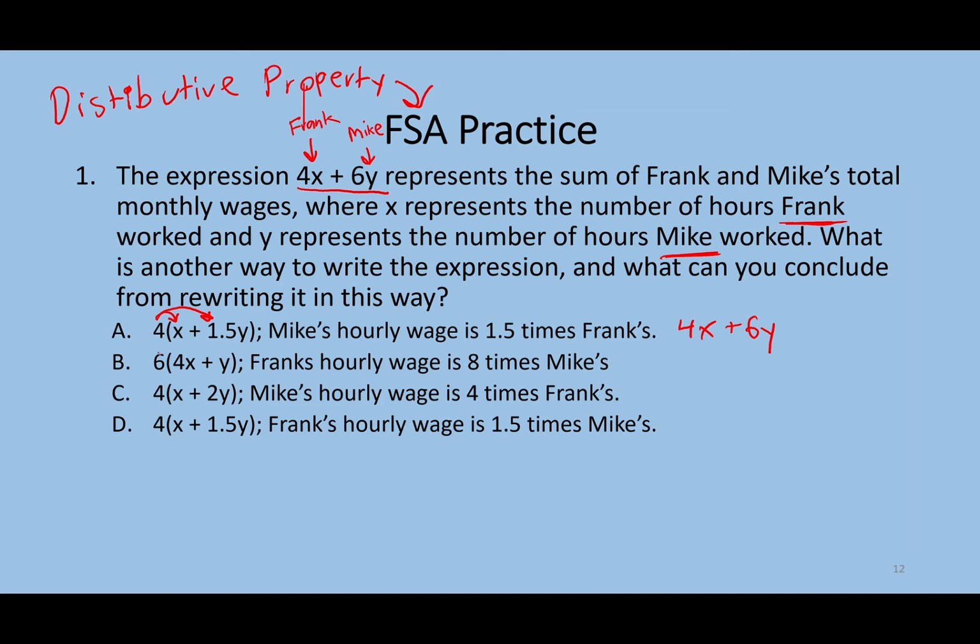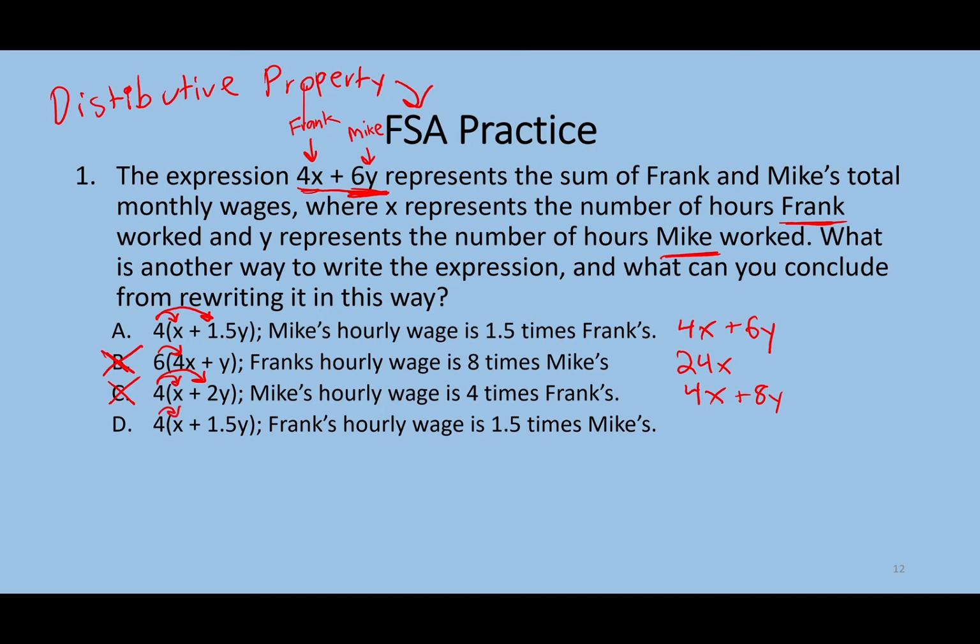Let's try B. 6 times 4 is 24x. I'm looking for 4x, not 24x. B is wrong. Let's move on to the next one. 4 times x is going to be 4x. So far, so good. I must distribute to both, though. 4 times 2, well, that's going to be 8. I'm not looking for 8. I want 6y. I don't want 8y. C is wrong. Let's check D.